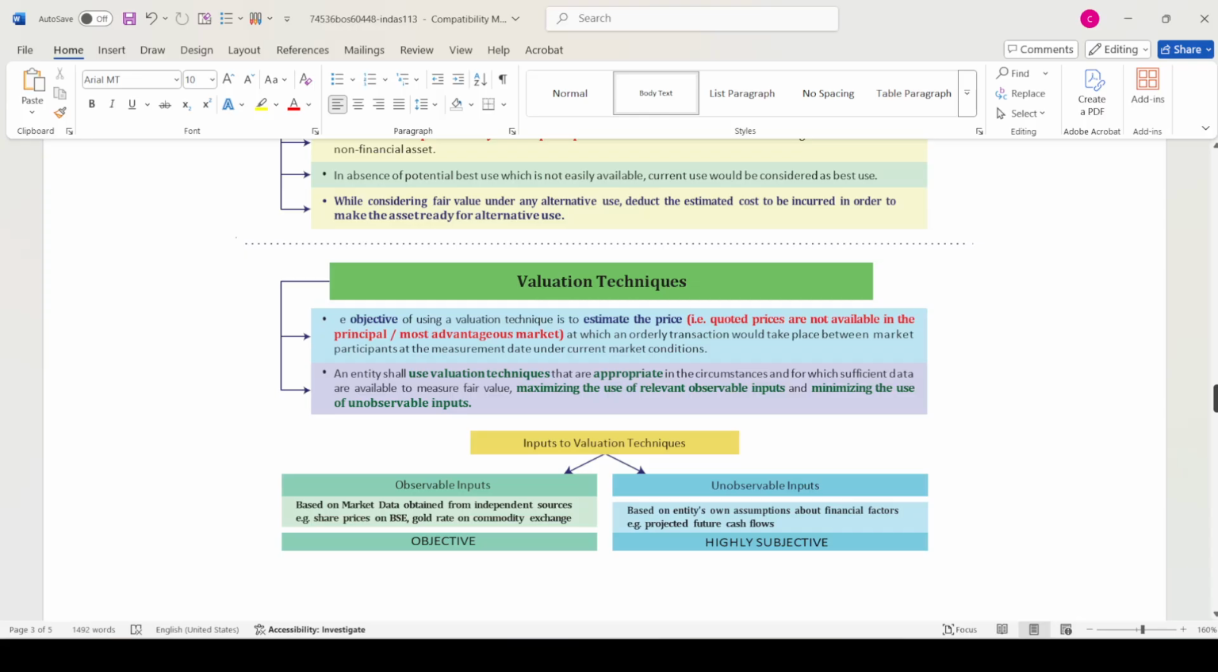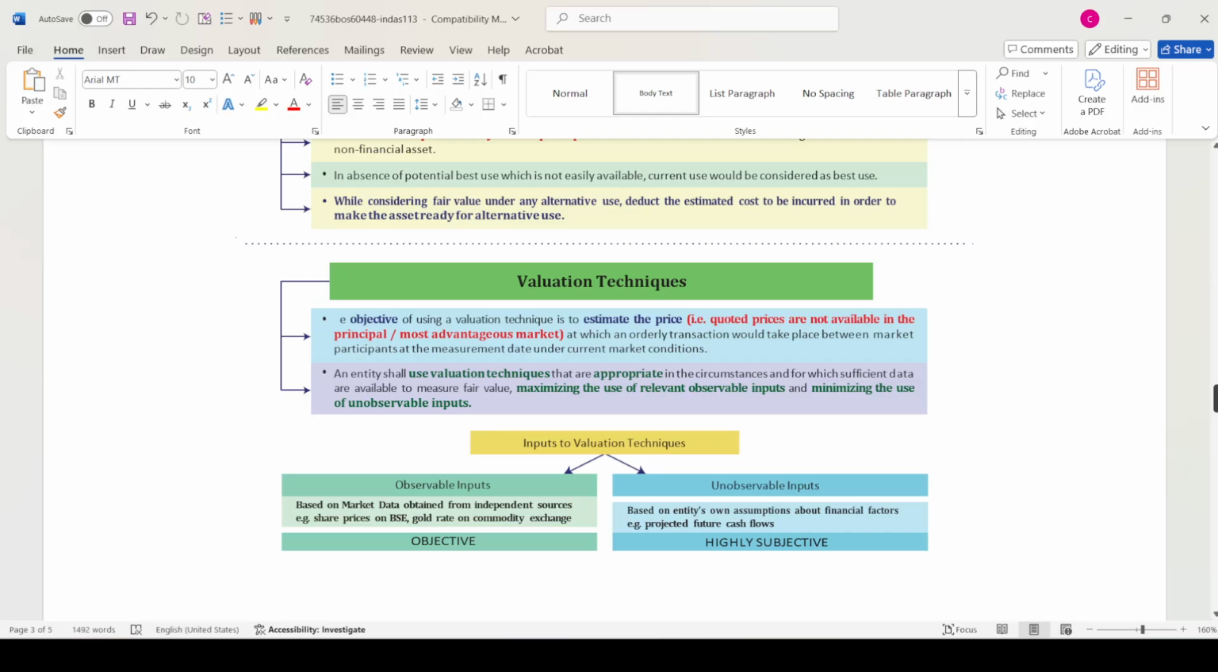Quoted prices are not available in the principal or most advantageous market at which an ordinary transaction will take place between market participants, under current market conditions. An entity shall use valuation techniques that are appropriate to the circumstances and for which sufficient data are available to measure the fair value, maximizing the use of relevant observable inputs and minimizing the use of unobservable inputs.